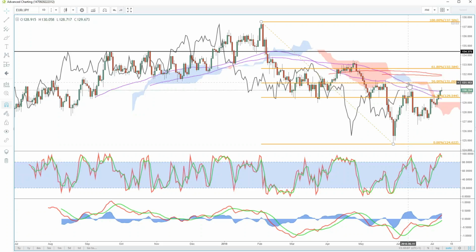So if we break through this level, on the other hand, then things start to look very interesting indeed. Yes, 132 poses an interesting test from a price action perspective, with it being the 200 and 233 day simple moving averages. But by that point, the lagging line is back above the Ichimoku cloud, possibly. And I think that would be, for me, a very bullish signal.